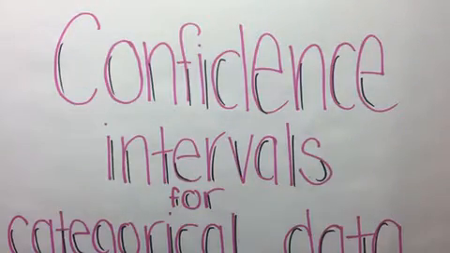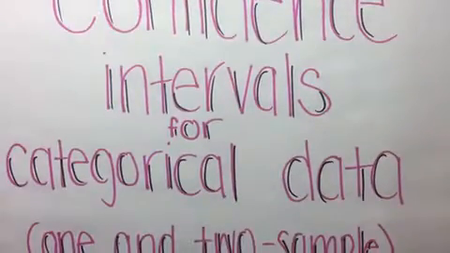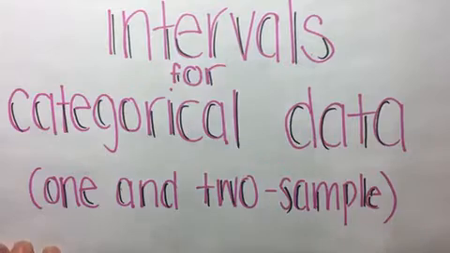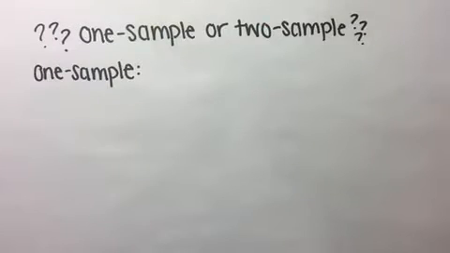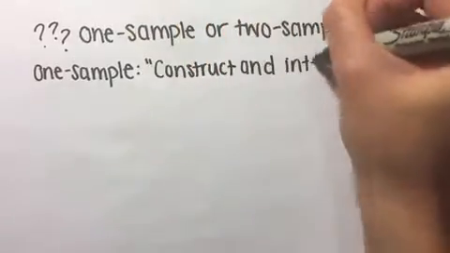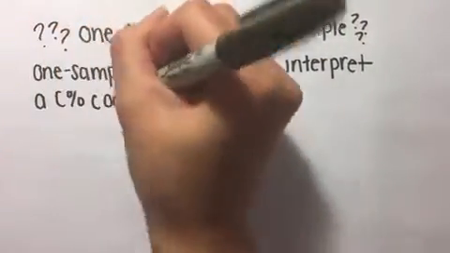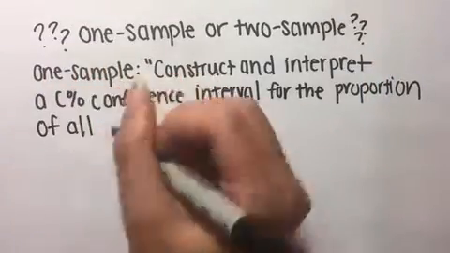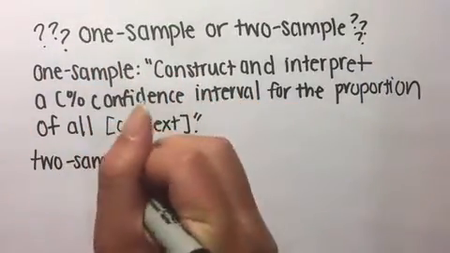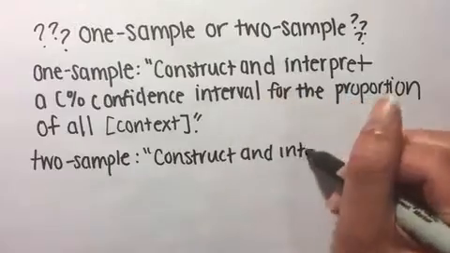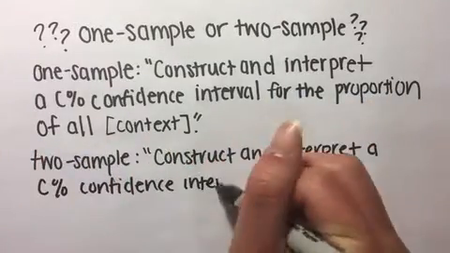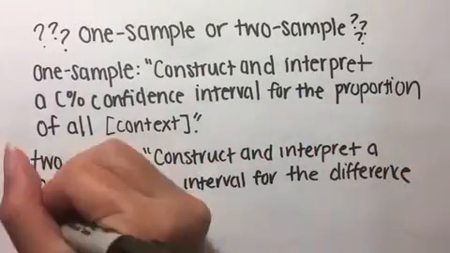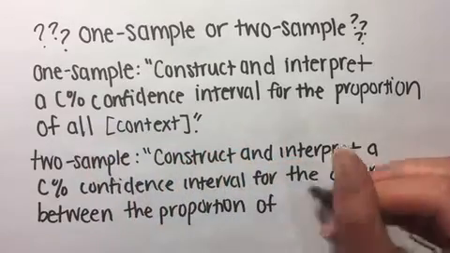Today we are going to be discussing the confidence interval for categorical data or proportions for both one sample and two sample. Starting off, how do we know how to even do a one sample or two sample z-interval? In an AP statistics exam, the question for a one sample z-interval would typically say construct and interpret a C% confidence interval for the proportion of all blank. And for a two sample z-interval, instead of for the proportion of all blank, it would say for the difference between the proportion of blank and blank.